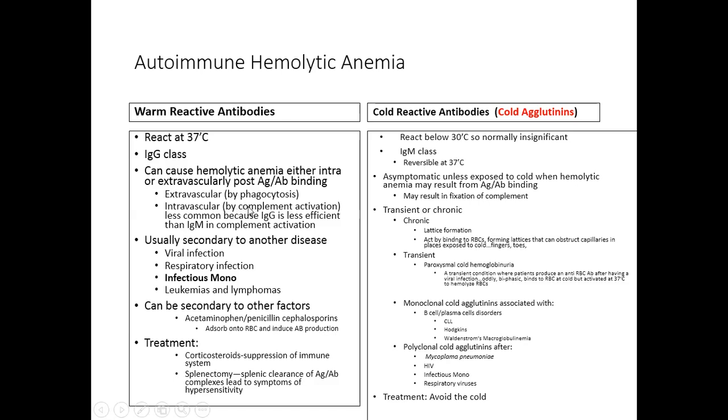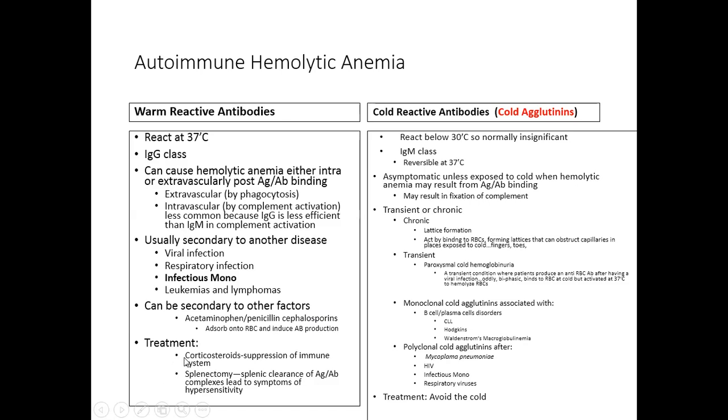This is a lesser mechanism for hemolytic anemia with warm antibodies, because IgG is less effective at complement fixation. And as I said, it's usually secondary to infections. Think of infectious mono as a big one. It also can be secondary to other things like acetaminophen or penicillin, cephalosporins that absorb onto the red blood cell and induce an antibody production. They all of a sudden look foreign and they produce an antibody.